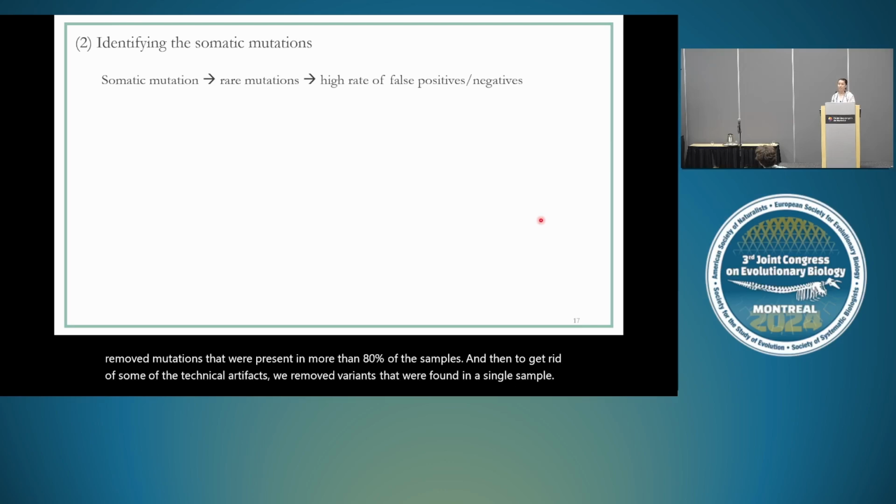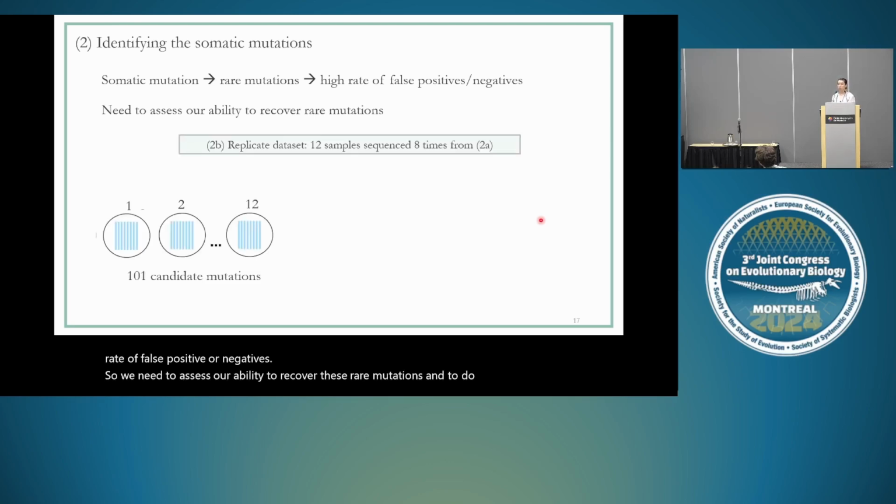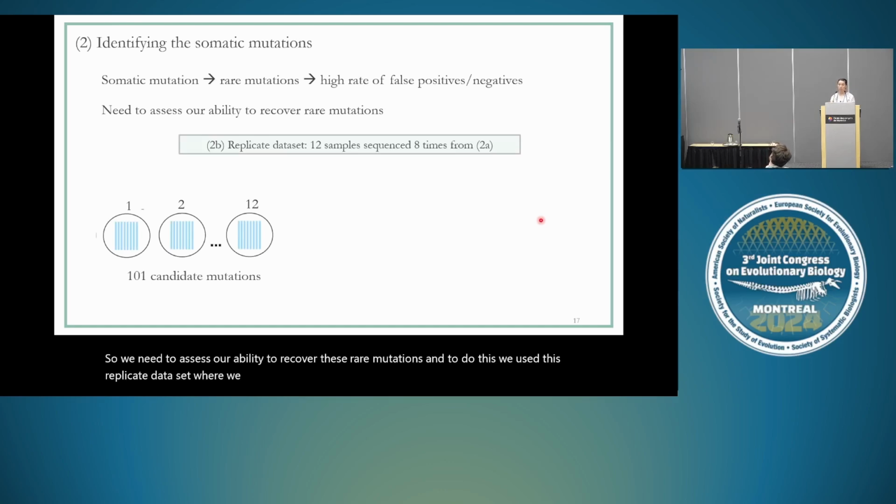And because we're dealing with somatic mutations, which are rare, we were expecting a high rate of false positives or negatives. So we need to assess our ability to recover these rare mutations. To do this, we used this replicate data set where we sequenced the same DNA extraction 8 times. I applied the filters that I presented earlier, and I found a candidate somatic mutation set for these 12 samples of 101 mutations.